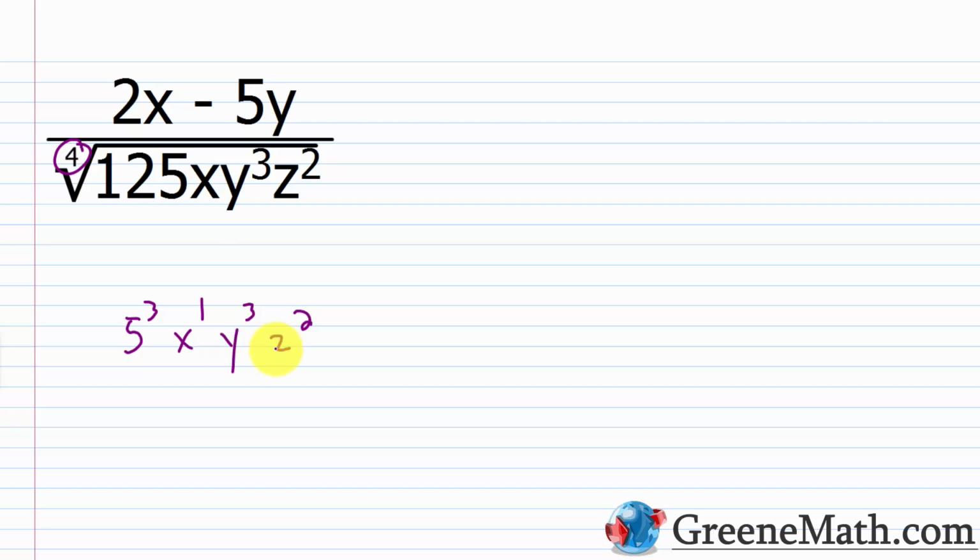So what do I need to do to make this into a perfect fourth? 5 cubed, I'm missing a 5. X to the first power, I'm missing an x cubed. Y cubed, I'm missing a y. And z squared, I'm missing a z squared. So I need to multiply the numerator and denominator by the fourth root of 5x cubed yz squared.